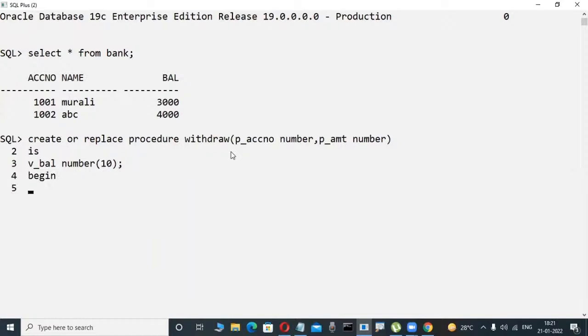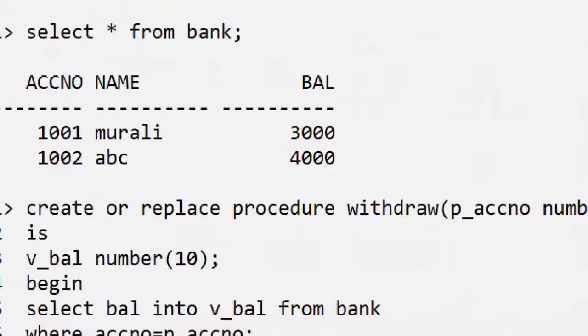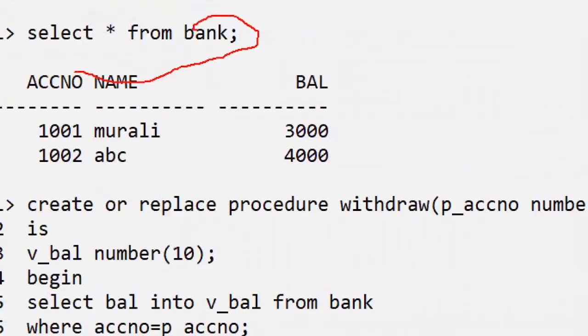Now check it out, concentrate here. Select balance into v_balance from bank where account number is equal to something. You may not have an idea about these, but observe logically. These are all very easy actually. Suppose bank is a table, in this table format your transactions are stored. I'm using this table in this PLSQL code.